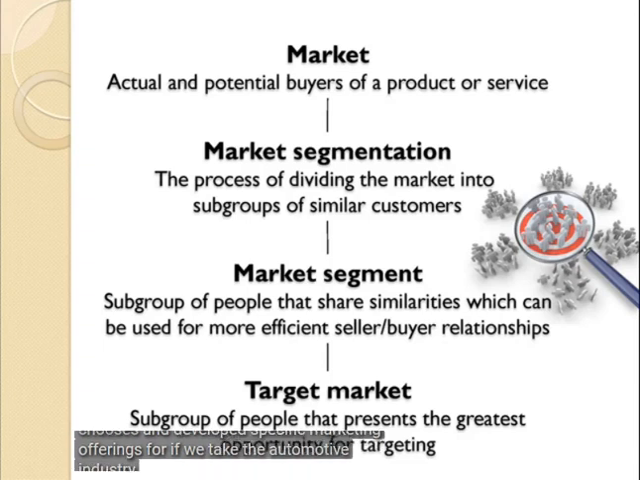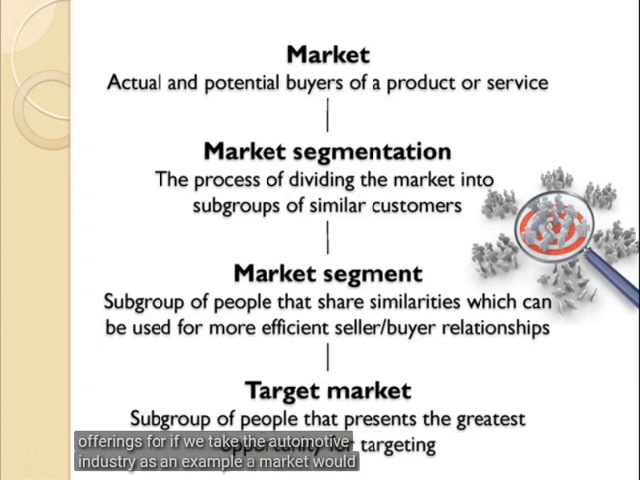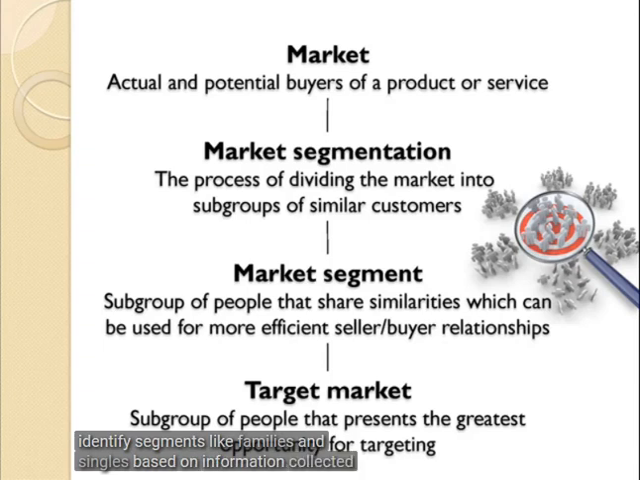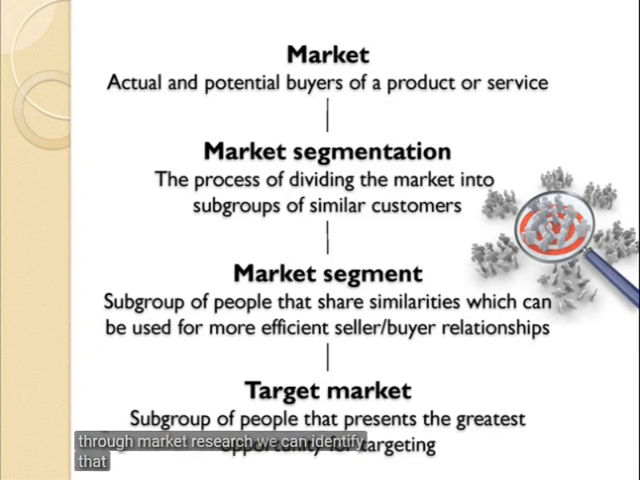If we take the automotive industry as an example, a market would be all people looking to buy a vehicle. Following a market segmentation process, a few distinct market segments can be identified. In this case, we might identify segments like families and singles. Based on information collected through market research, we can identify that the family market segment has flexible but somewhat basic transportation needs. They need a combination of people and cargo carrying capabilities. Safety and quality are the most important to these fairly price-sensitive buyers.